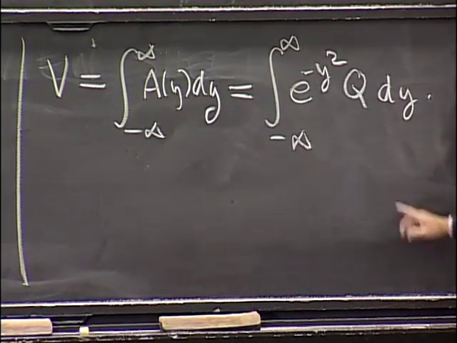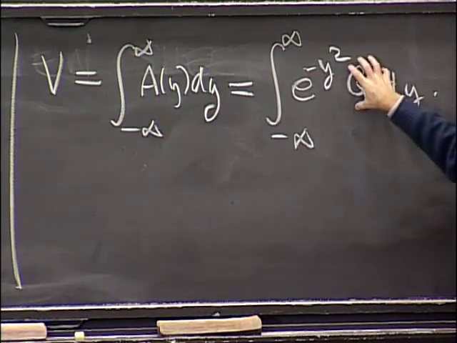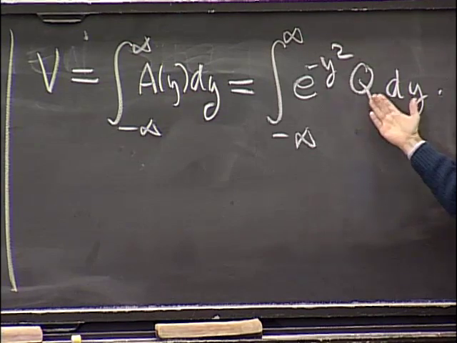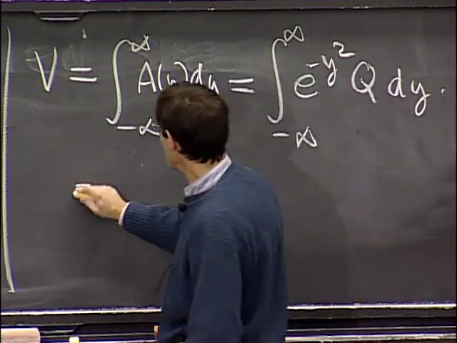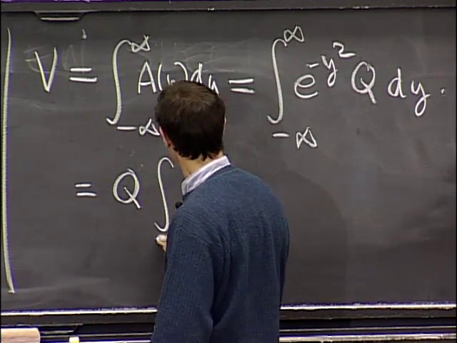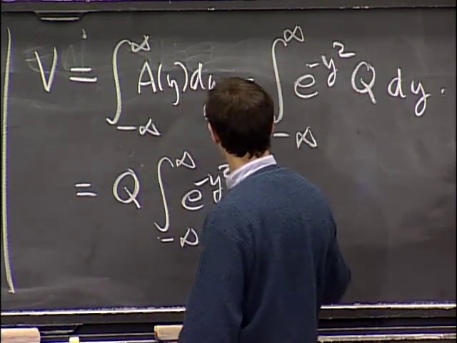And now I'm going to do this trick of factoring out the constant a second time. This is a constant. It doesn't depend on y. It's the same for all y. It just will factor out. But this is the same as Q times the integral from minus infinity to infinity, e to the minus y squared dy.